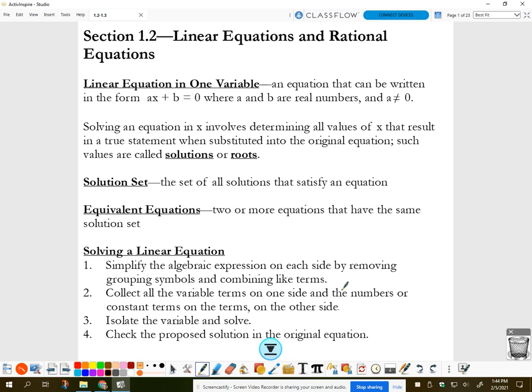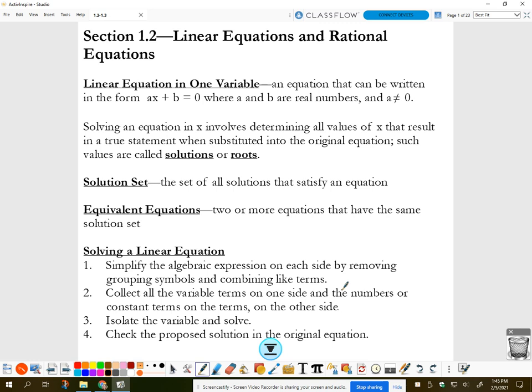We're skipping section 1.1 because it doesn't have equations. It's like this random graphing section. Anyway, we will talk about graphing, but not in chapter 1. So the rest of chapter 1 is all about solving different types of equations. Section 1.2 is linear equations and rational equations. So today we're going to talk about linear equations, and we're going to stick with one variable for now.